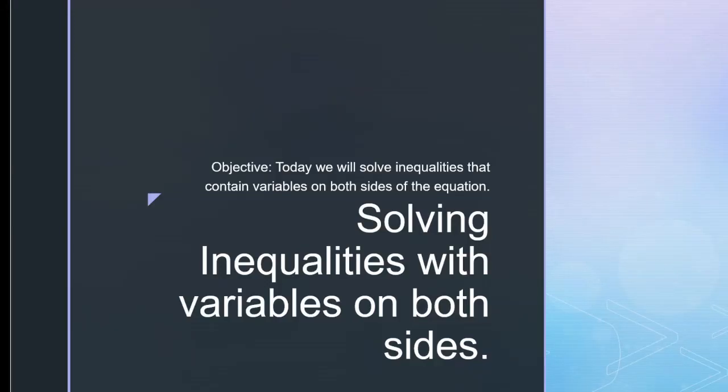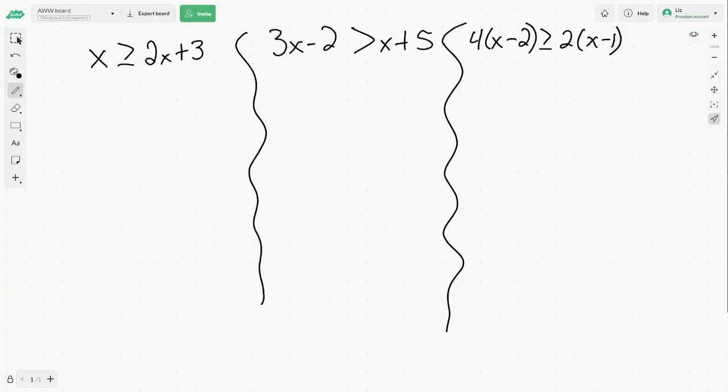Today we will solve inequalities that contain variables on both sides of the equation. Let's look at some examples. All right, let's start with the first one. x is greater than or equal to 2x plus 3.